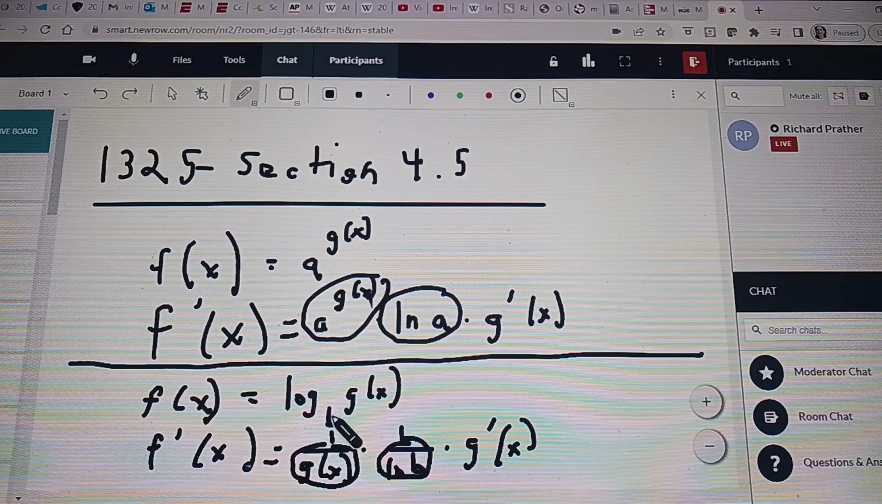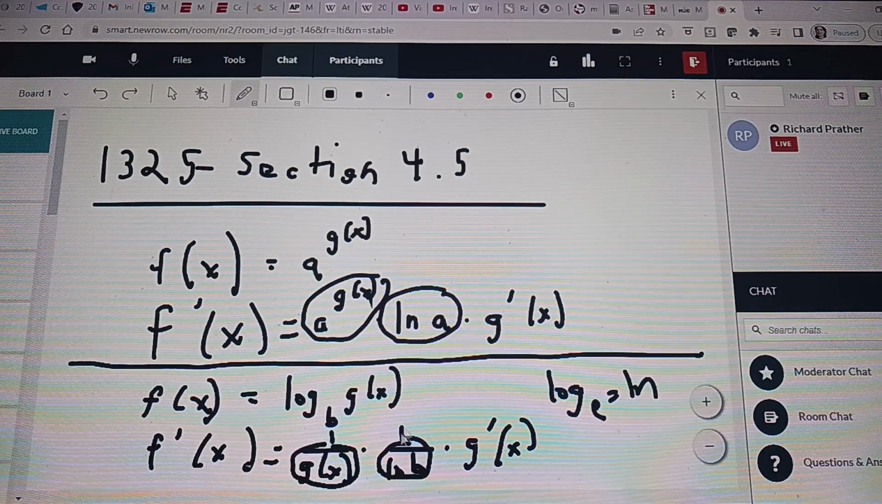And then if the base is e, which would be log base e, which is the same thing as ln, then you would have a 1 over ln of e right here, but ln of e equals 1, so this part will be equal to 1, just like it is when this is ln of e.